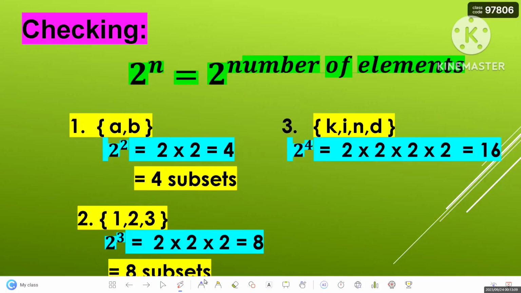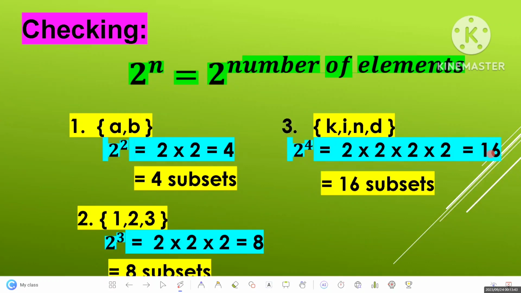Next, number 3. Ito yung kanina, yung kind. Remember, the word kind, we have 1, 2, 3, 4 elements. 4 to, di ba? So yung n natin dito, papalitan natin ng 4. So 2 raised to 4. So ibig sabihin, 4 daw na beses, imumultiply ang 2. So, equals 2 times 2 times 2 times 2. Isa-isahin natin. 2 times 2, 4. Times 2, 8. Times 2, 16. So, therefore, the subset of 4 elements is 16.